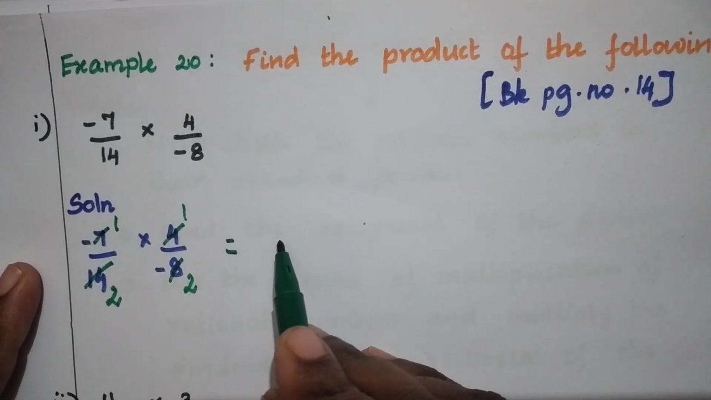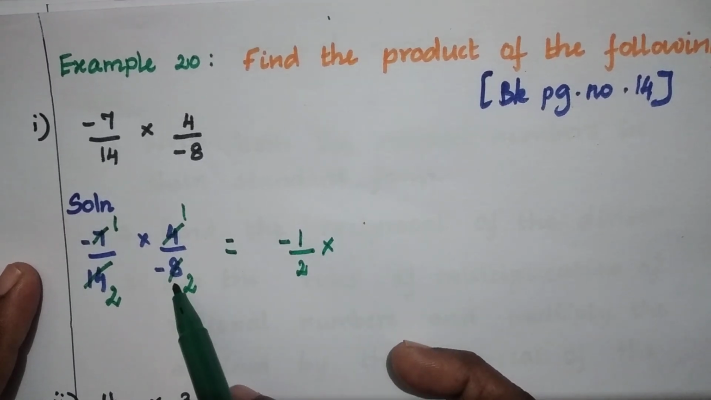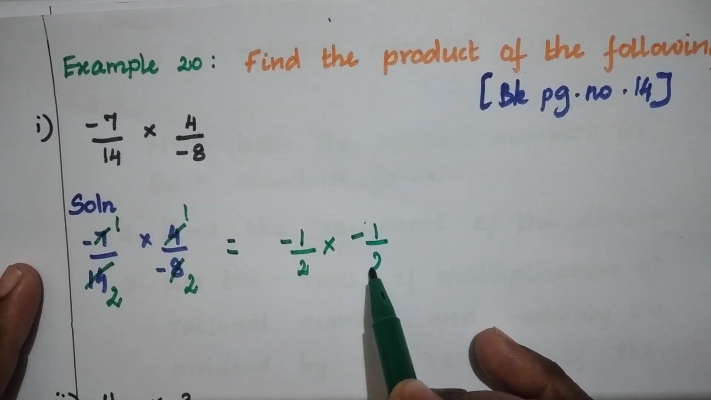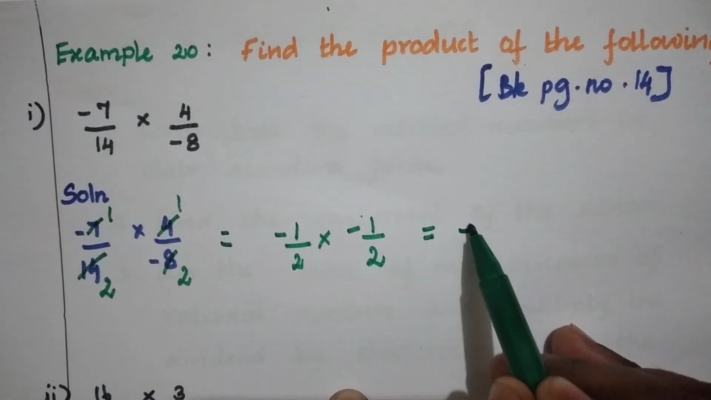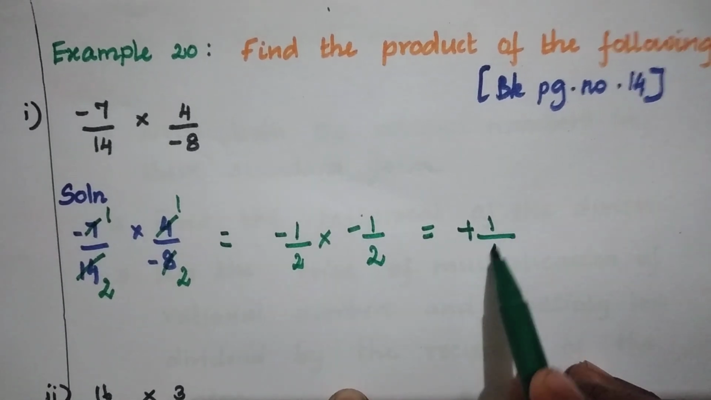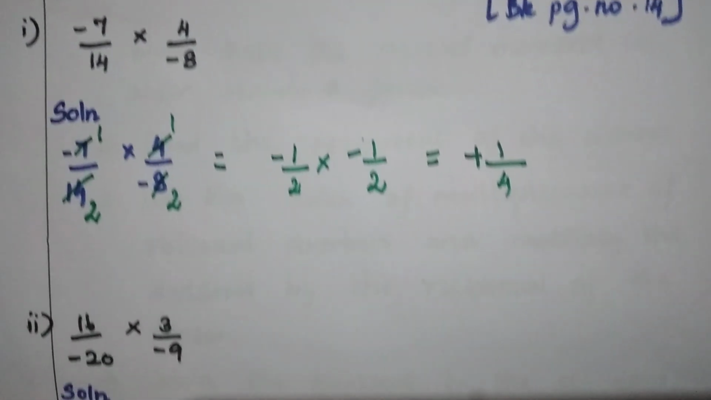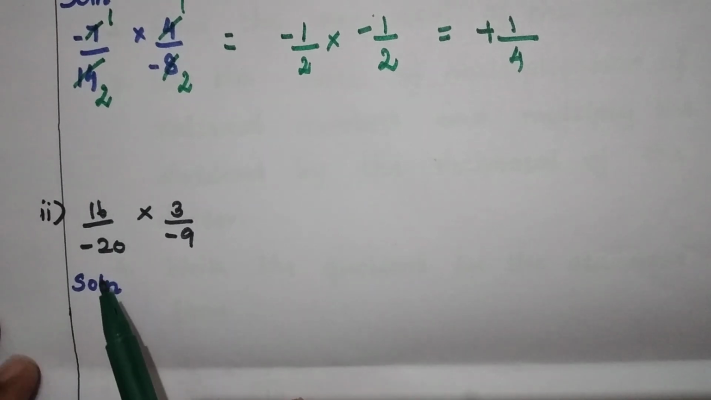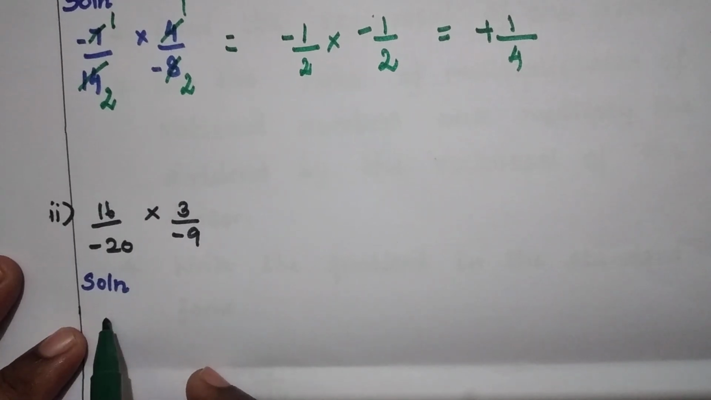So the rational numbers are minus 1 by 2 into, now we can bring this minus sign to the numerator, minus 1 by 2. Minus into minus is plus, 1 into 1 is 1 divided by 2 2s are 4. So the answer is plus 1 by 4. The second one, 16 divided by minus 20 into 3 by minus 9.